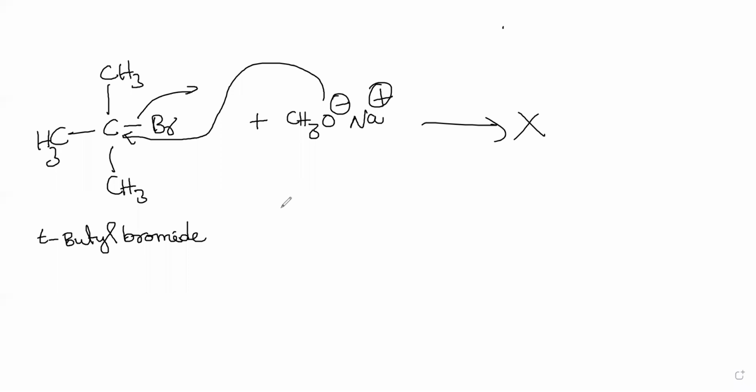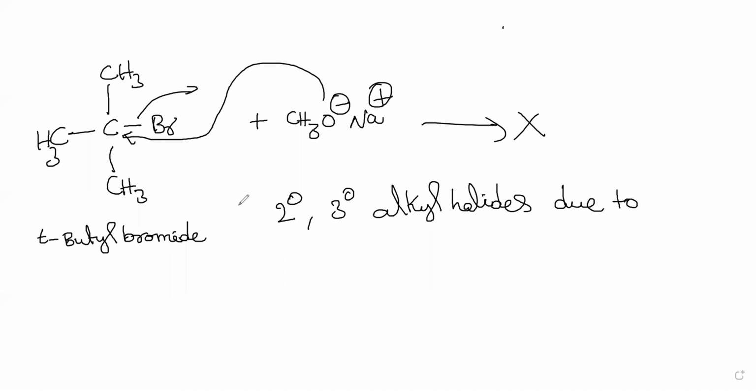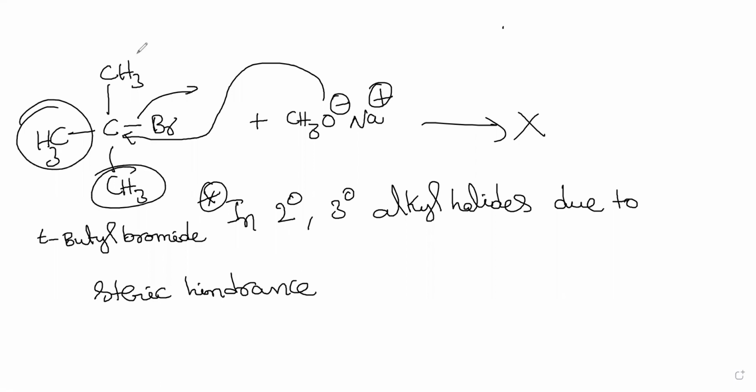Reason: secondary and tertiary alkyl halides, due to steric hindrance. This is very important. In secondary and tertiary alkyl halides, due to steric hindrance. What is steric hindrance? Because of these CH3 groups, these groups will stop the incoming nucleophile. So that is called steric hindrance. Okay.